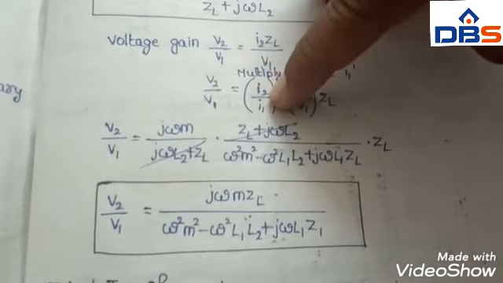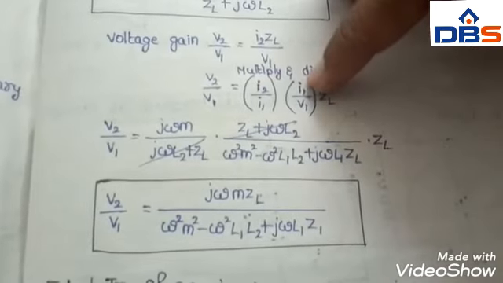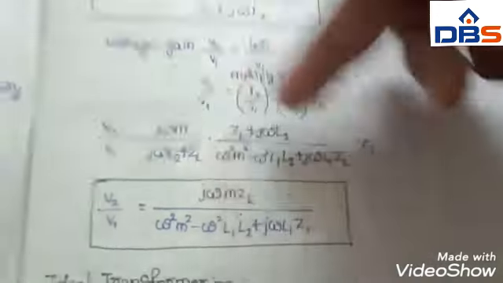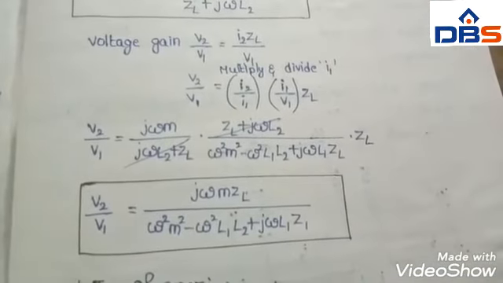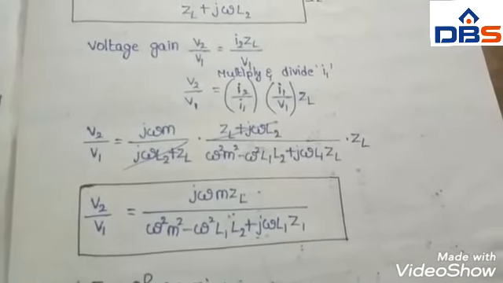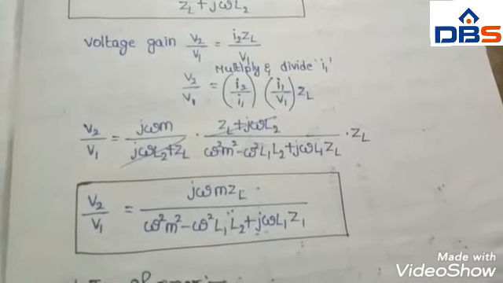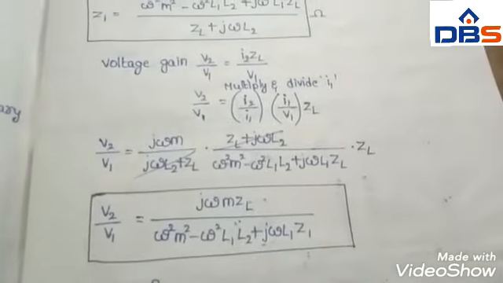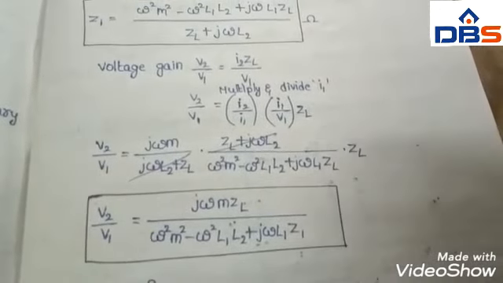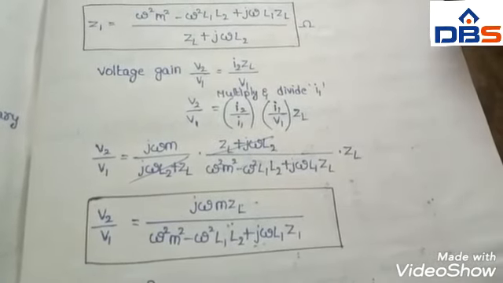We know the I2 by I1 value, and we know the I1 by V1 value. Substituting these two values, we get the gain equal to j omega m ZL by (omega square m square minus omega square L1 L2 plus j omega L Z1). This is the gain of the linear transformer. So till now the fourth unit is completed.